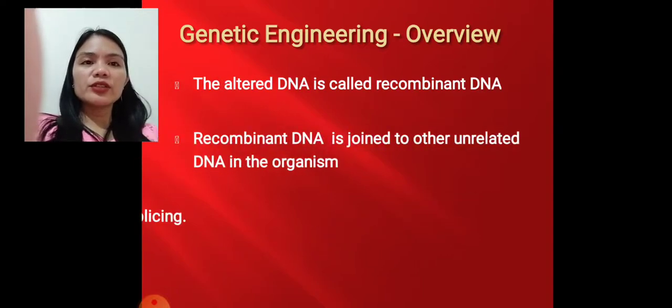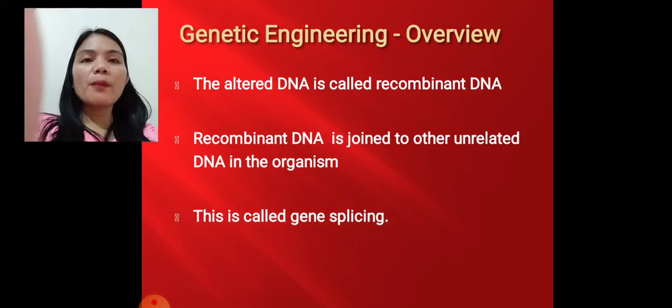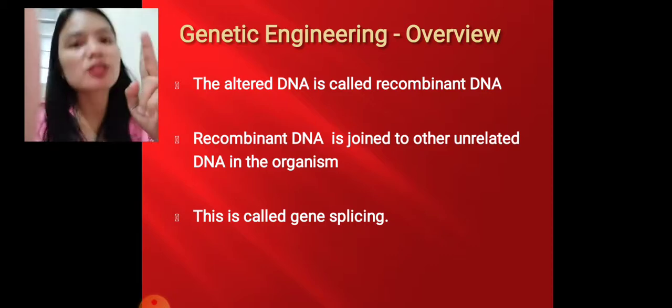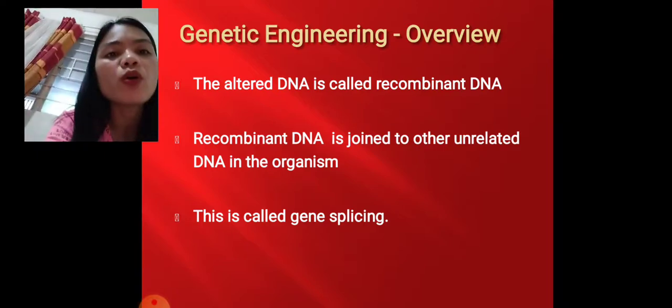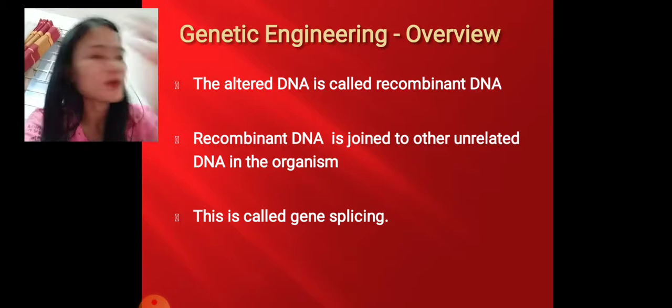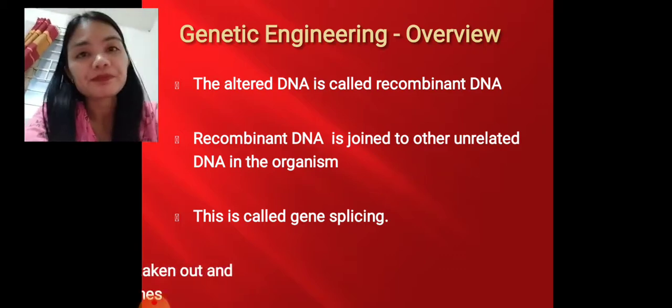So, this is the overview. Altered DNA is called recombinant DNA. When we say recombinant DNA, the DNA is joined to other unrelated DNA in the organism. Hindi sila related when it comes to characteristics or traits, pero pinagsama mo. This is called gene splicing.